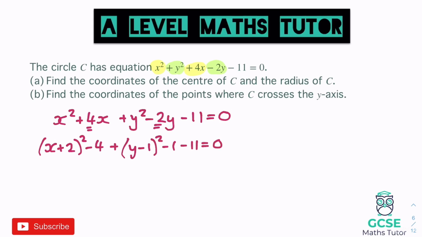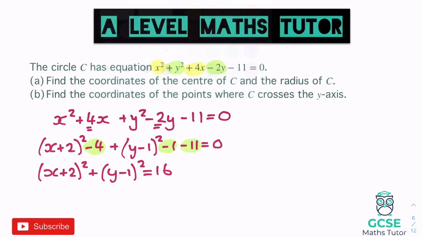So we just need to move all those numbers to the other side. So we've got -4, -1 and -11, and in total, that adds up to make -16. We've got -4, -1 is -5, -11 is -16. So if we add that to the other side, that'll give us 16 on the other side. So we get x plus 2 in brackets squared, plus y minus 1 in brackets squared, and that is all going to equal 16. So there we go, we can go about actually getting the centre point and getting the radius here.